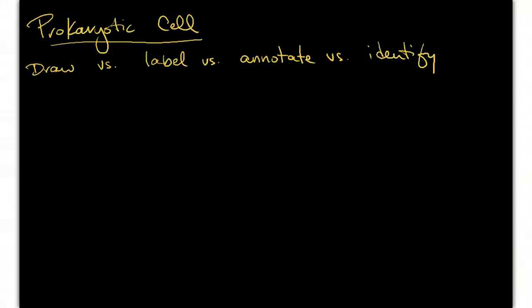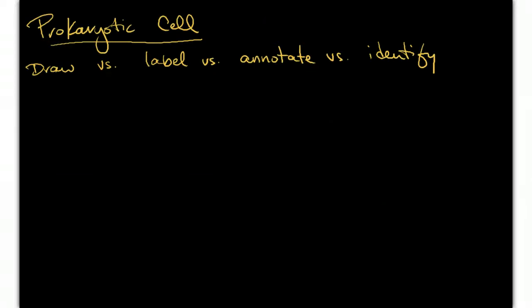Alright, so this is just a quick overview of what you need to be able to do with prokaryotic cells. What I've listed here are 4 separate command terms for IB: draw, label, annotate, and identify. And these are all really great to be able to think about and use for this drawing of a prokaryotic cell, because you have to be able to do each one of these 4 things.